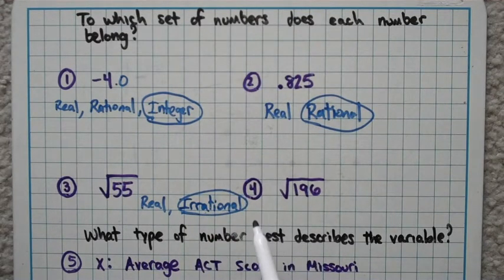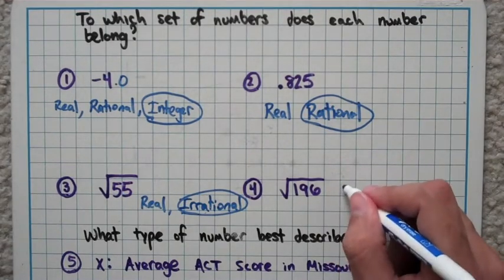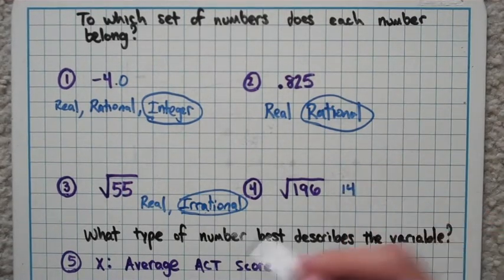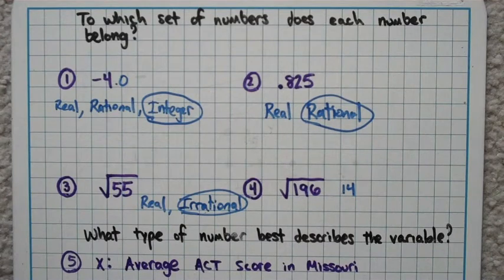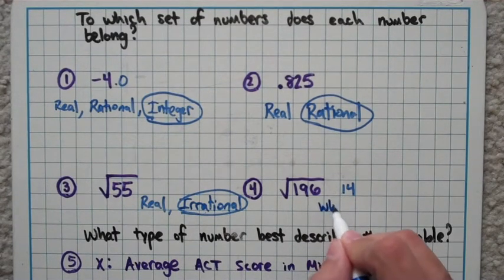And for the last one here, the square root of 196, type that in the calculator, it equals 14. 14 is a real number, it's a rational number, it's an integer, it's also a whole number.